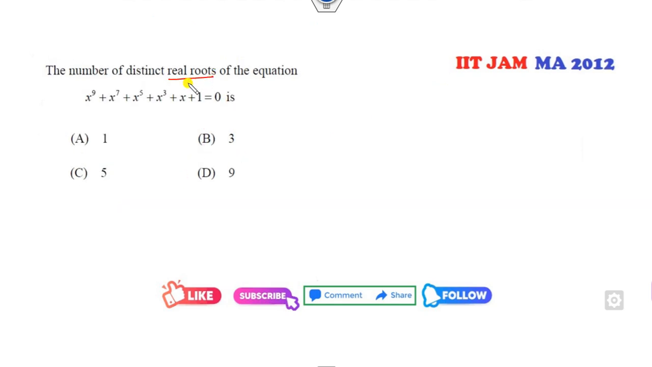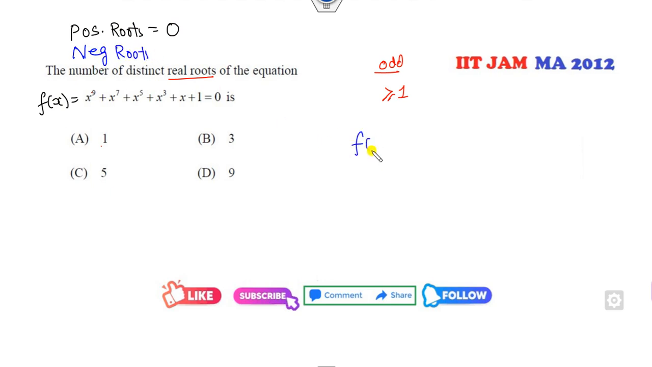Again you can see the degree is odd, so at least one real root is there. If I consider this as my f(x), can you find the number of positive roots? Is there any change in sign? There is no change in sign, so 0 positive roots. What about negative roots? I can find f(-x), which is -x^9 - x^6 + x^5 + x + 1. Clearly there is one change in sign, so it has at most 1 negative root.